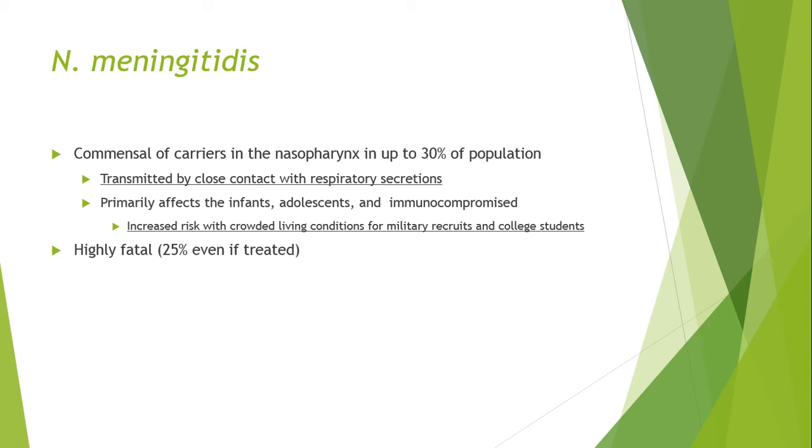Crowded conditions, people that live in crowded conditions, like dorms in colleges. That's why you're supposed to get this vaccine when you go to college, right? We're at susceptible risk. Military recruits, they're living in big barracks, very crowded. So these people are definitely at risk for this organism. And it's very fatal, 25% even if you do get treated.